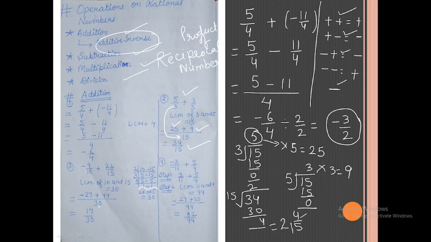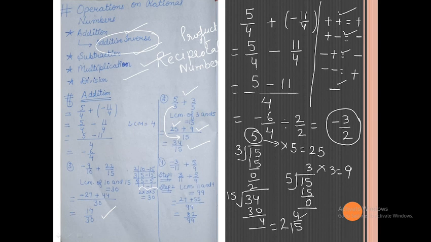Now 10 divided by 30, that is 3. 3 multiplied by 9, 27. 15 divided by 30, 2, multiplied by 22, that is 45. Minus 27 plus 45, we get plus 17 by 30. This is your answer.